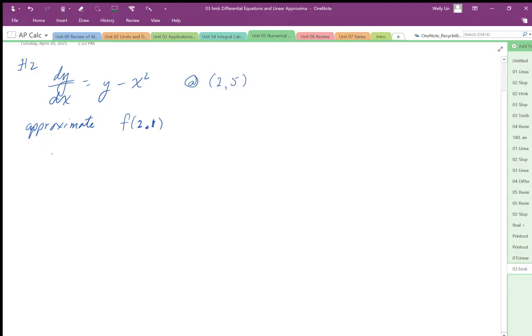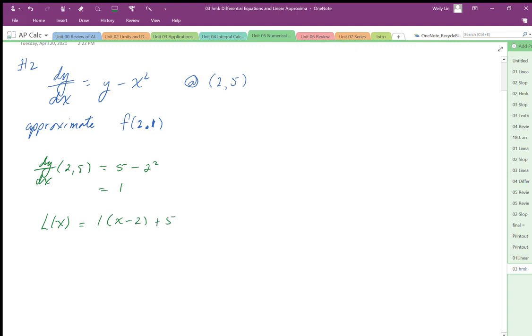So I'm going to find the slope. So dy by dx, when x is 2, y is 5. Plugging that in, I get 5 minus 2 squared. So the slope is equal to 1. I have the slope. I'm going to write my linear approximation equation as 1 times (x minus 2) plus 5. Okay, this is put in my point slope form. There's my slope. There's my x and y coordinate.